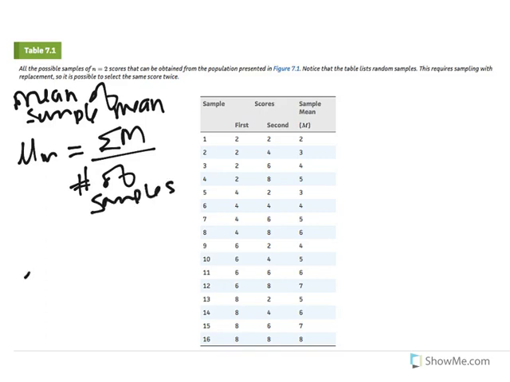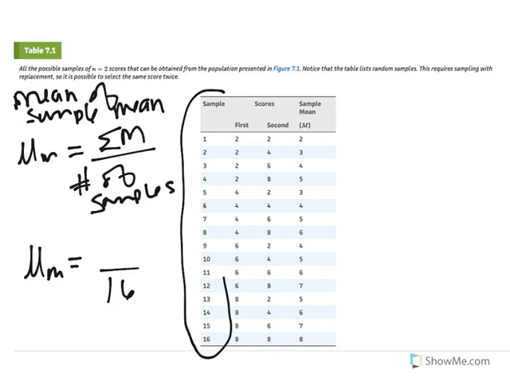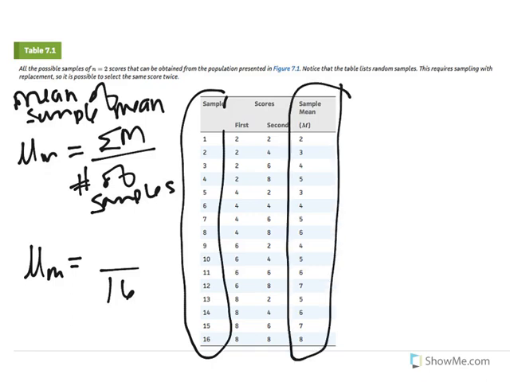Okay, so we know right now that the number of samples is equal to 16, right? We had all possible samples. We had 16 possible samples. So now what we need to get the numerator of our equation is take the summation of all the sample means that we calculated. So we have 16 samples, 16 sample means, and now we're going to take the summation of all of these. So I'll give you a moment to calculate the sum of this column.